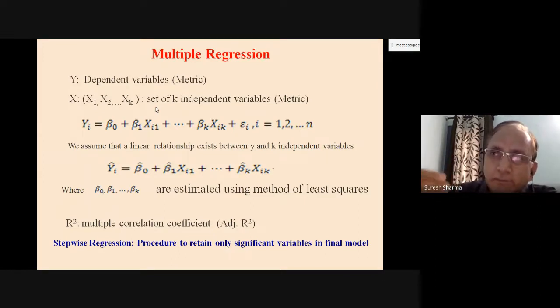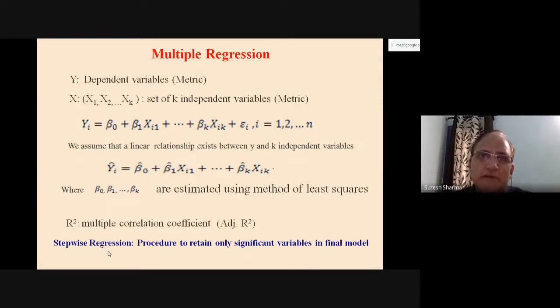Which one comes at number 2? That is the second most important variable to predict y, and so on. If I want to know that out of these k, only a few of them are important, and in which hierarchy, which comes number 1, which comes number 2, then we apply another technique, and that technique is called stepwise regression.